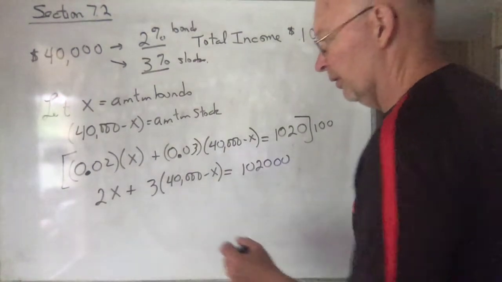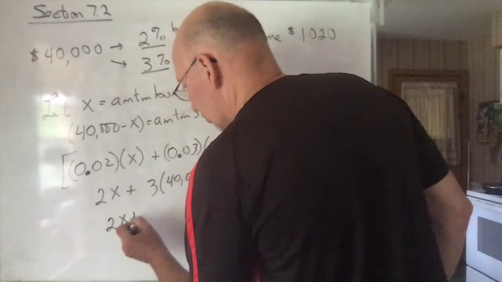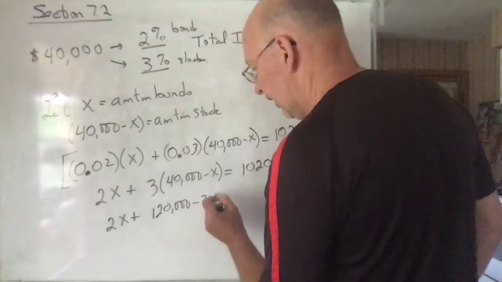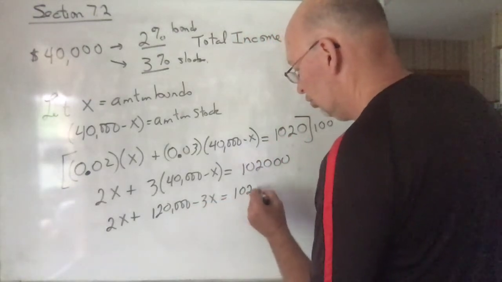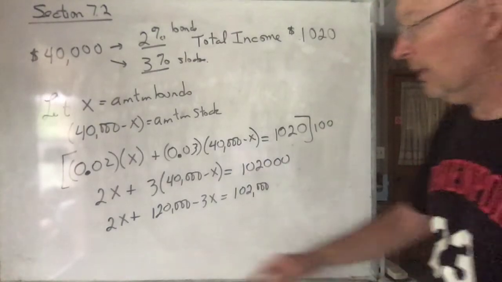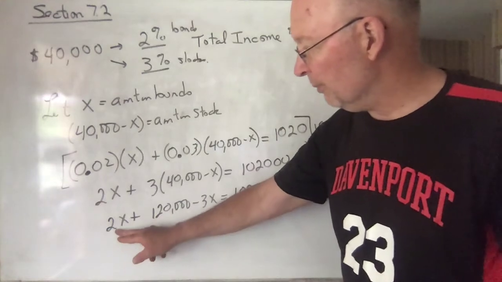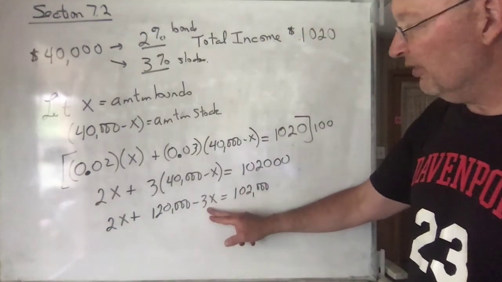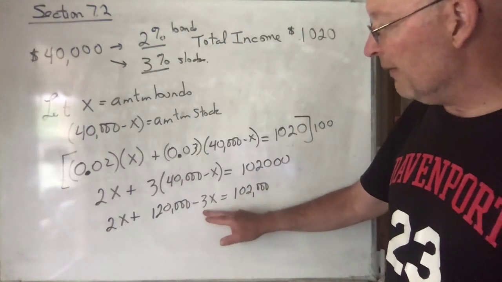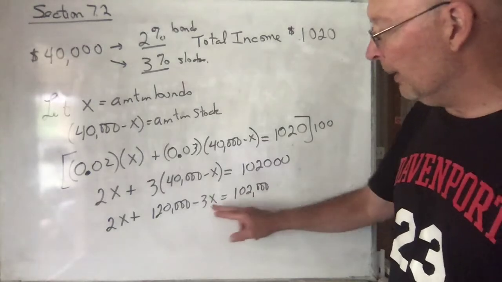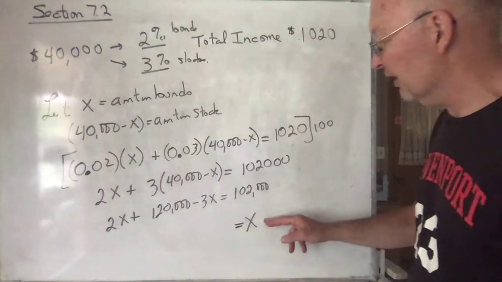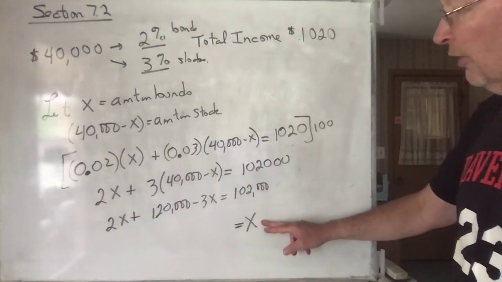So now what? We can multiply this out. You're going to get 2x plus $120,000 minus 3x is equal to $102,000. Okay? Let's do a couple in our head. Can you do this? This 2x minus 3x is a negative x. Agreed? Since I have a negative x on this side and nothing over here, I'm going to just add x to both sides. So that negative x I'm going to bring over here. It's going to become a positive x. So that takes care of that.